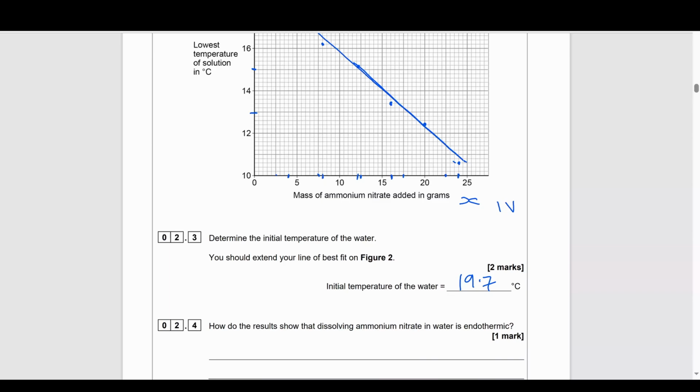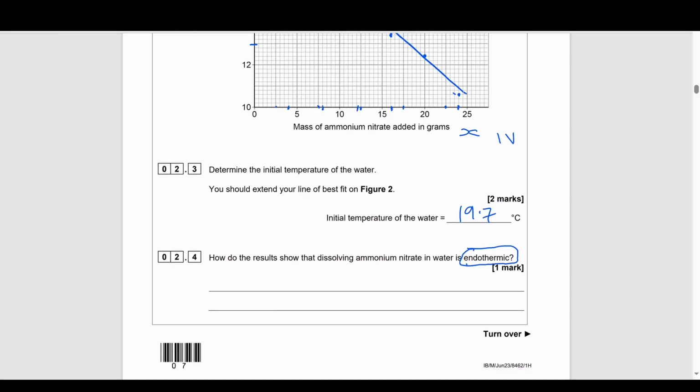2.4. How do the results show that dissolving ammonium nitrate in water is endothermic? So the keyword endothermic here, that's taking energy in from the surroundings. If it's taking energy in from the surroundings, that will mean that the temperature is decreased. So a decrease in temperature makes us identify that the reaction is endothermic.